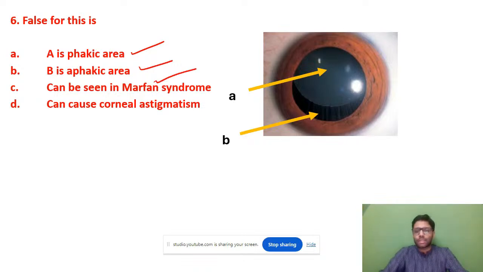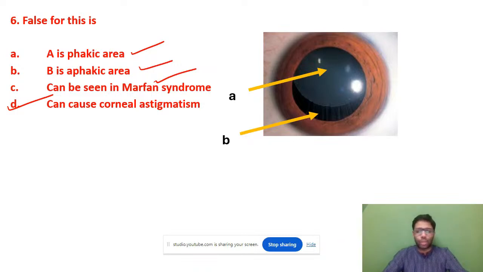Marfan's. Yes. You will say, sir, Marfan's has supratemporal subluxation. Yes, most common. But Marfan's can have any subluxation. It will cause astigmatism, yes, but not corneal astigmatism. It will cause lenticular astigmatism, and that's why the patient will have decreased vision.